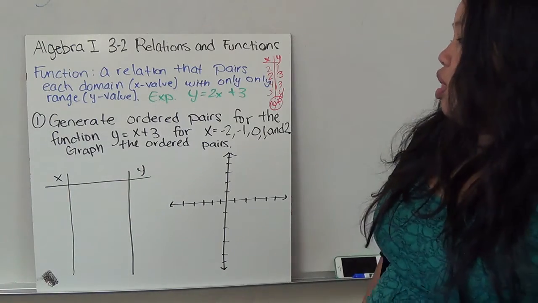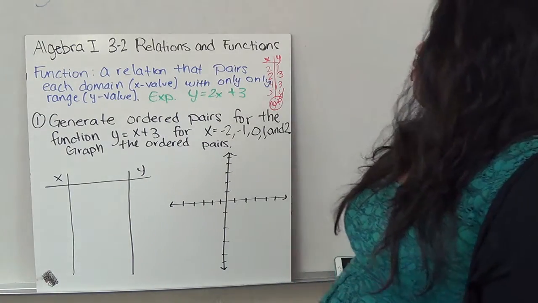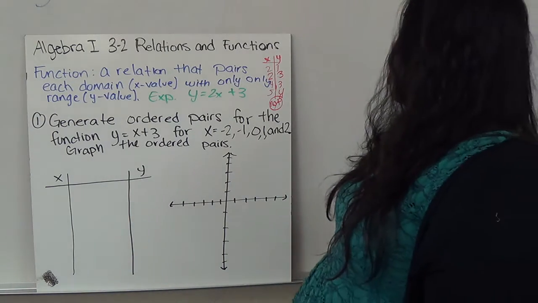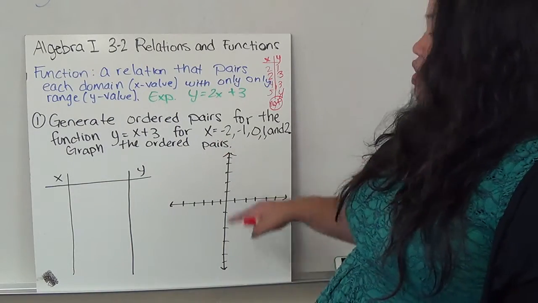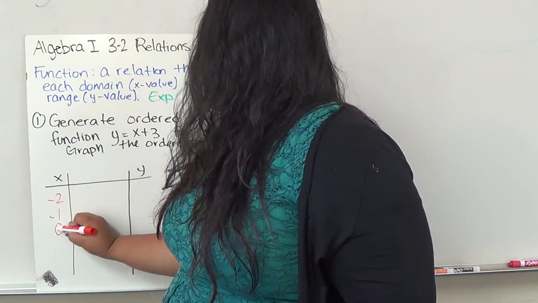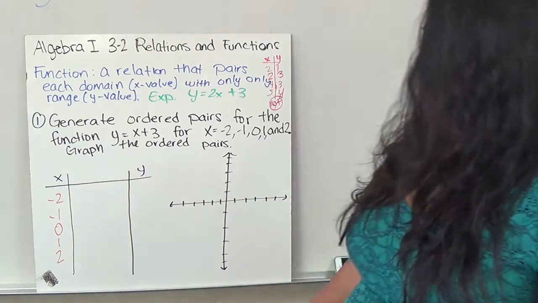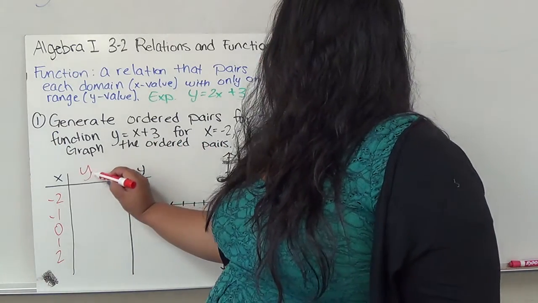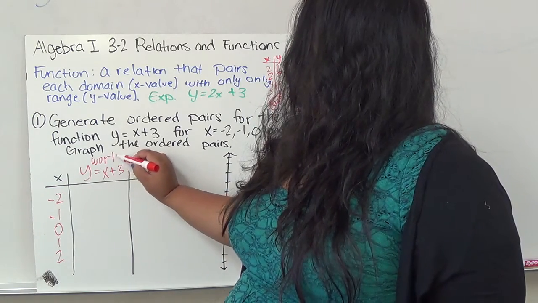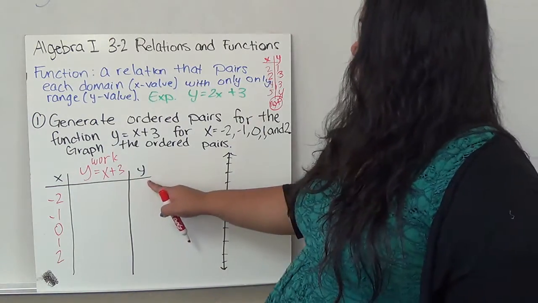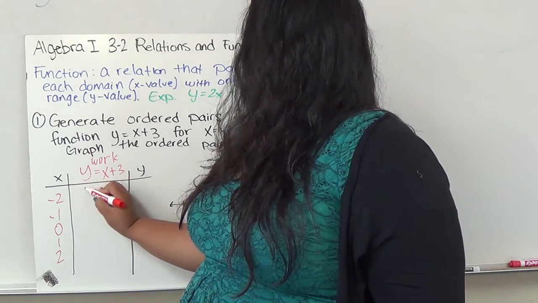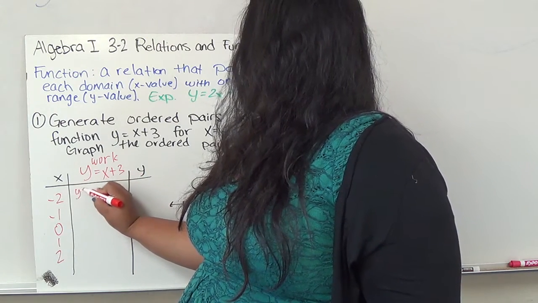So we generate ordered pairs from the function y equals x plus 3 for x equals -2, -1, 0, 1, and 2. So basically, this is the x value that they give us, the domain. So I'm going to put it on here, -2, -1, 0, 1, and 2. I'm going to put this equation, y equals x plus 3, on here. This is where I'm going to show my work. Okay? And whatever I get as my answer for y, that's what I'm going to put in. So y equals x plus 3.